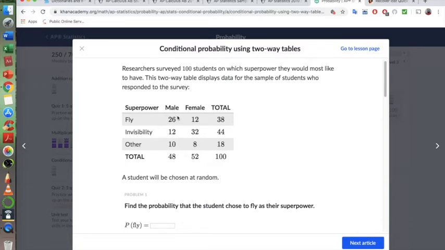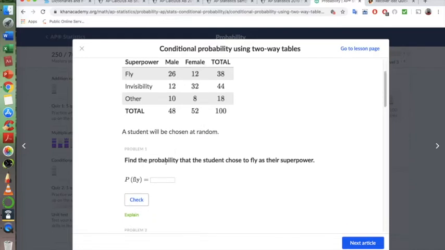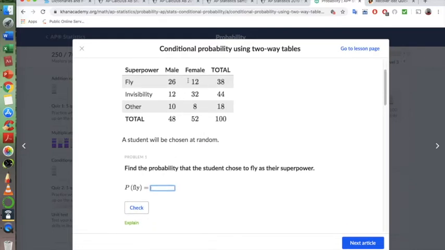Here we've got the two-way table. We've got males and females and total number of students. And then we've got the 3 different superpowers and the total. Sorry, there's a total of superpowers, here's the total students. So let's find the probability that a student chose to fly as their superpower. The probability of fly is this row entry here, 38 out of 100 total. 38 divided by 100 is 0.38.